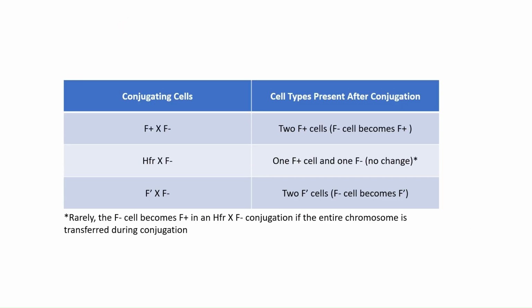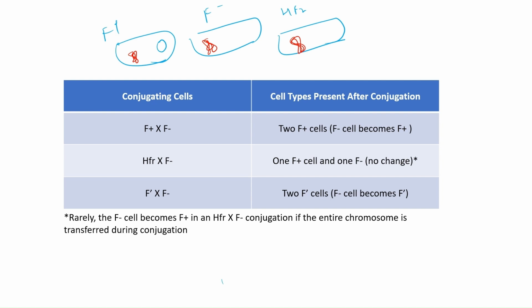This is the summarized table for all we studied. F plus cell means along with chromosomal DNA, we have F plasmid. F minus cell has only chromosomal DNA. In HFR cells, this plasmid section is present within the chromosomal DNA. In F prime cell, along with the plasmid section, a chromosomal part is present. So whenever there is a conjugation between F plus and F minus, finally we'll get 2 F plus. Why? Because F minus also becomes F plus.